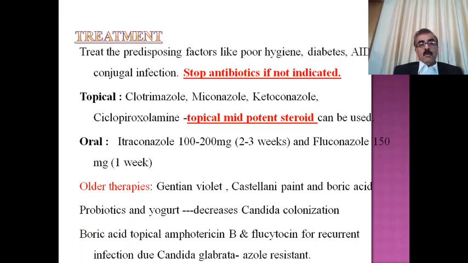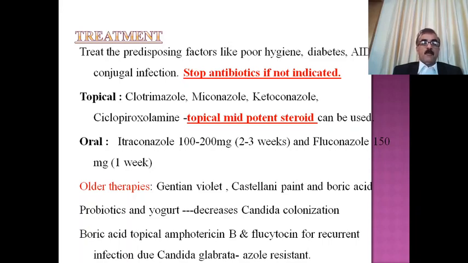When we talk about oral therapy, most commonly we give fluconazole, 150 milligram once a week. Sometimes it is sufficient, but if recurrences are there, then daily fluconazole can be given for a week or two, and sometimes itraconazole in 100 to 200 milligram per day for 1 to 2 weeks can be given. But if nail involvement is there, then the therapy is prolonged. In fingernails, the therapy is for 2 to 3 months, and in toenails, it is 3 months and more.